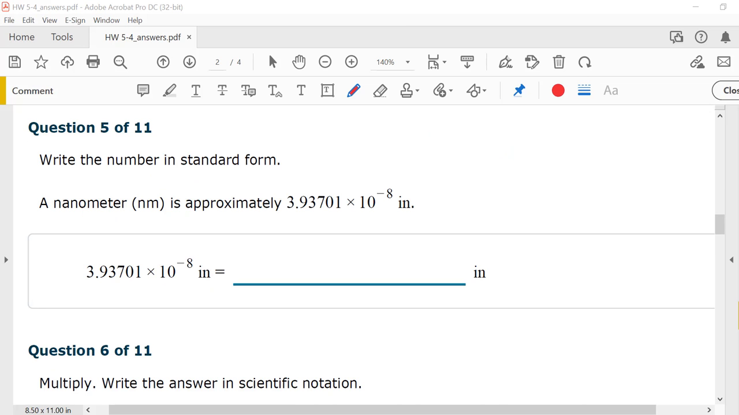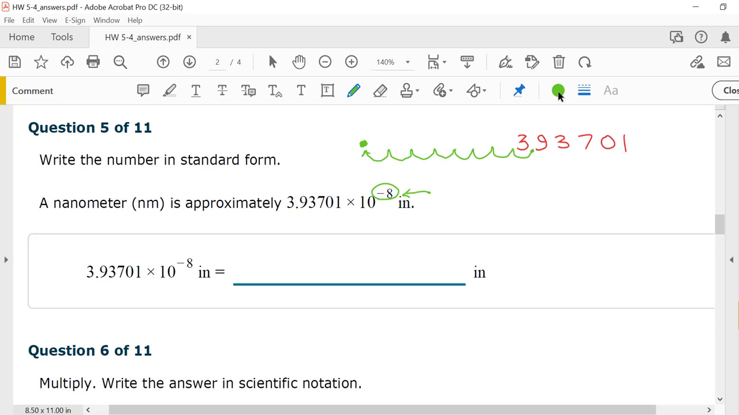Question 5, write the number in standard form. So here we go, 393,701. All right, this time I'm multiplying by 10 to the negative 8. So negative number, I'm going to move the decimal place to the left. So it was here in the scientific notation, I need to move it 8 places to the left. 1, 2, 3, 4, 5, 6, 7, 8. So my decimal point is going to go right here.